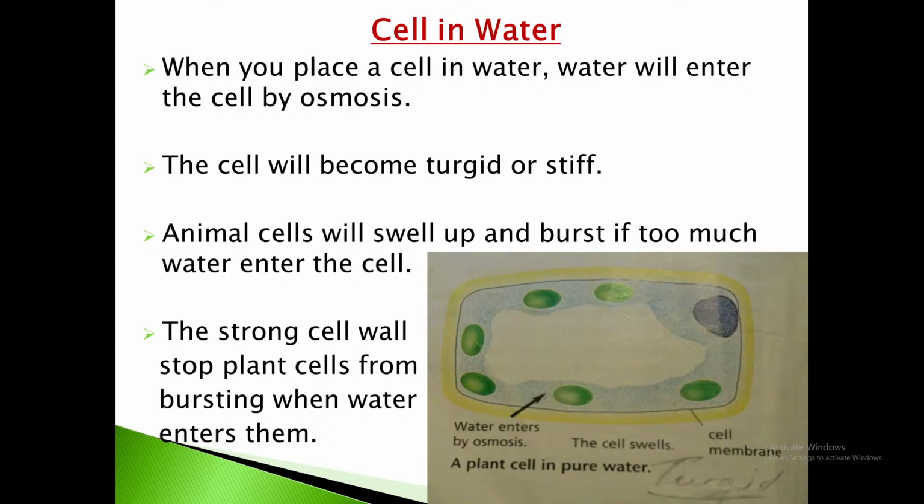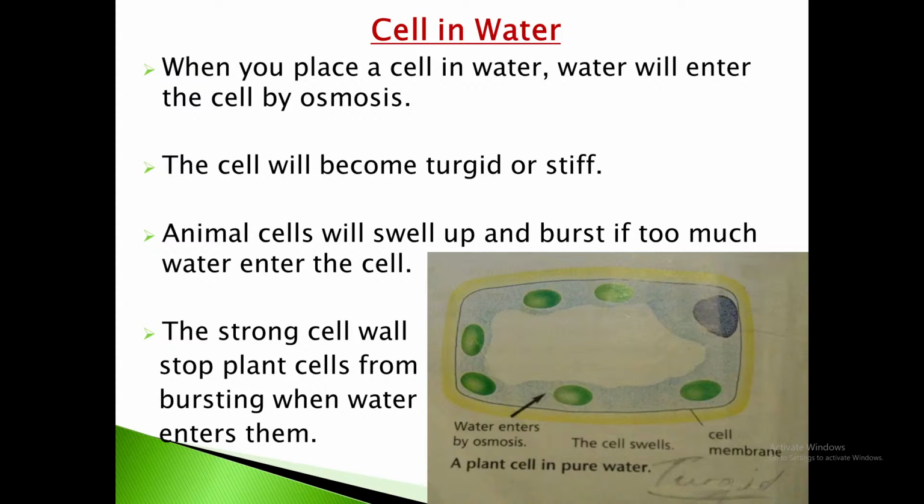Now, cells in water. We're now going to look at cells. On the screen you're seeing a plant cell in pure water. If the plant cell is placed in pure water, then osmosis will allow water to enter the cell, because remember that it is placed in pure water. That means that more water surrounds the cell than what is inside. So when you place a cell in water, water will enter the cell by osmosis.